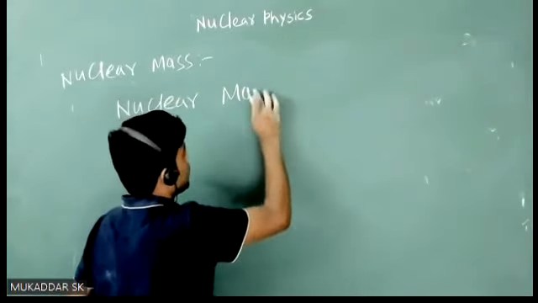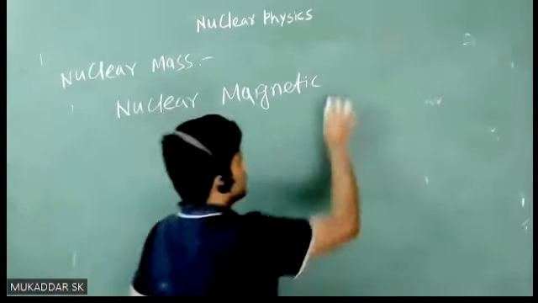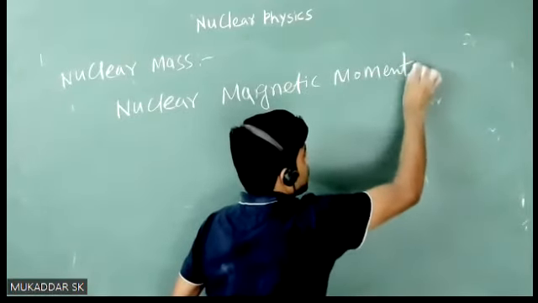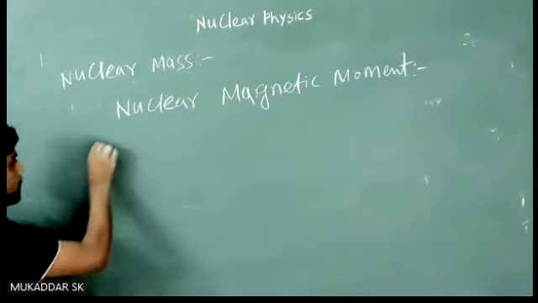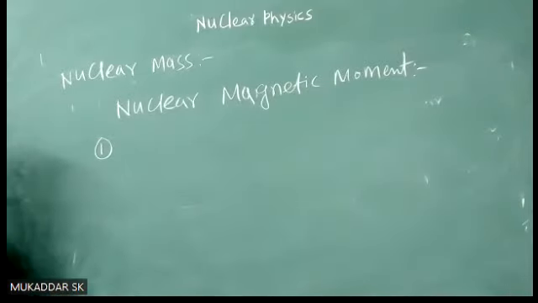Nuclear magnetic moment. So why is nuclear magnetic moment generated? First, due to the orbital motion of the proton.